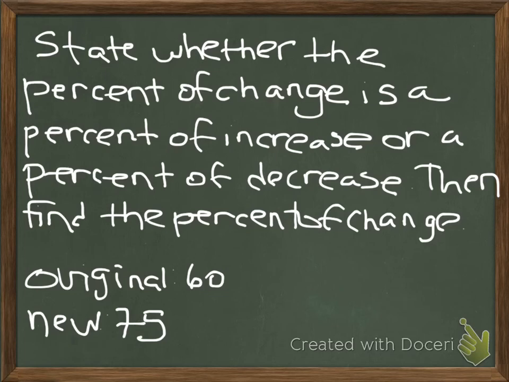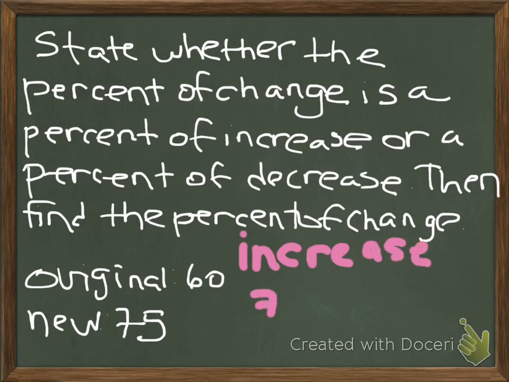Here we're finding the percent of change, and then we need to say that this is an increase or decrease percent. So if we're going from 60 to 75, we need to look at whether the original to the new is an increase or decrease, which 60 to 75 would be an increase. And then we need to set up our ratio.